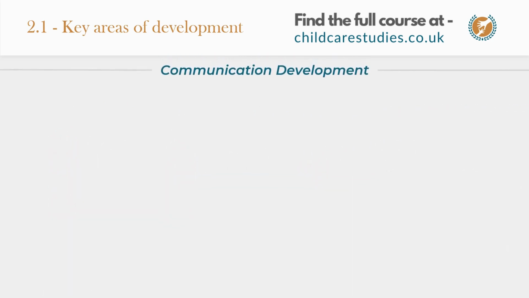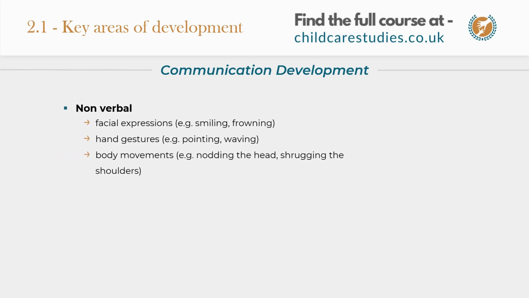Communication development. Communication development is about much more than the progression of speech and language as it pertains to the acquisition of both non-verbal and verbal skills. For example, the fetus may begin to communicate feelings even before birth, such as by squirming when startled by a sudden, loud noise. Non-verbal communication methods include use of body language in the form of facial expressions, smiling or frowning, hand gestures such as pointing or waving, or body movements like nodding the head and shrugging the shoulders.